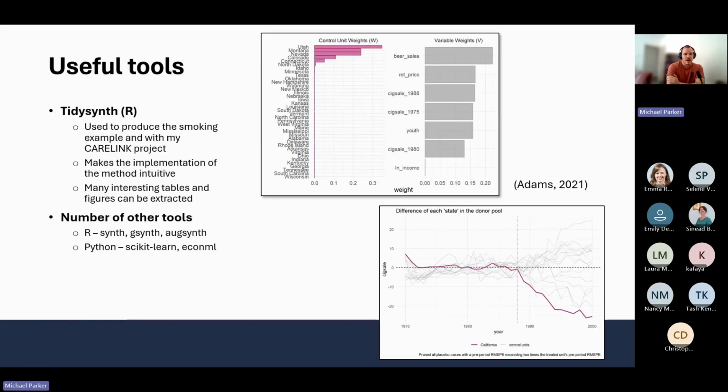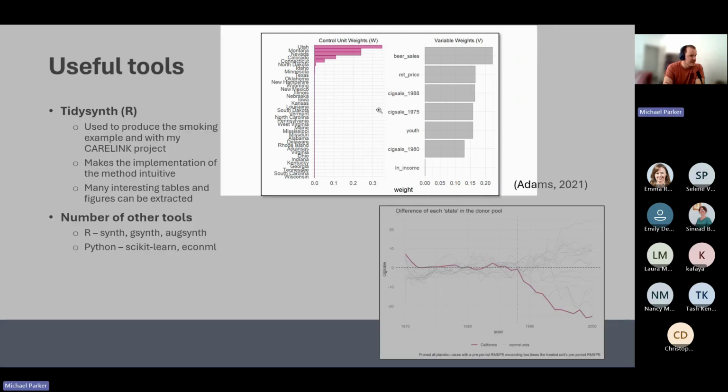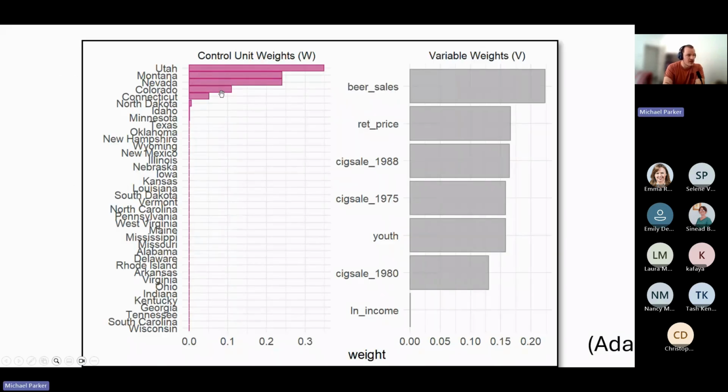So I'm just going to talk about a couple of the useful tools. Obviously I've spoken a lot about TidySynth in R, which is the package that all these figures are made in. In the top, I've demonstrated some of the variable and control unit weightings. On the left here, we see that Utah, Montana, Nevada, and Colorado were more influential in producing the synthetic unit than many of the other states, and that's a realistic look, because I know I use Texas as an example quite a lot, but actually that's one that is nothing like California, and therefore will not see very much use.